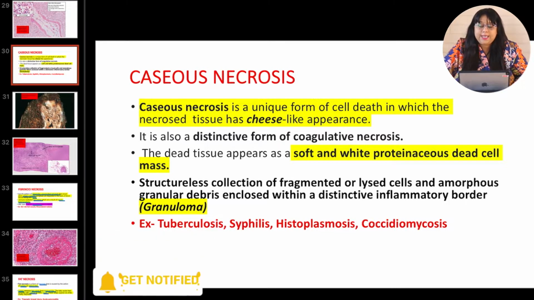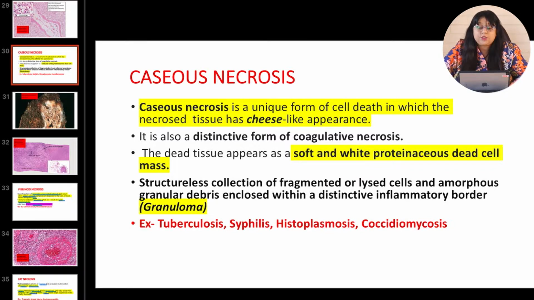So what will you see in the histopathology? You will see structureless collection of fragmented or lysed cells and amorphous granular debris which is enclosed within a distinctive inflammatory border, and this collection is also known as granuloma. I will show you the granuloma in the next slide. So in what conditions do you see caseous necrosis? You can see caseous necrosis in tuberculosis, syphilis, histoplasmosis and coccidioidomycosis.